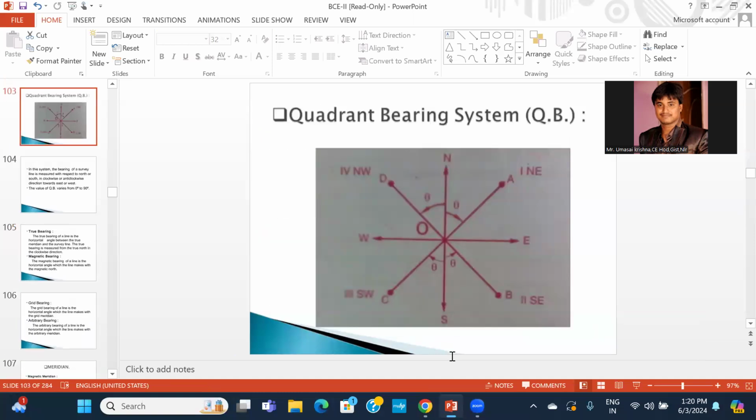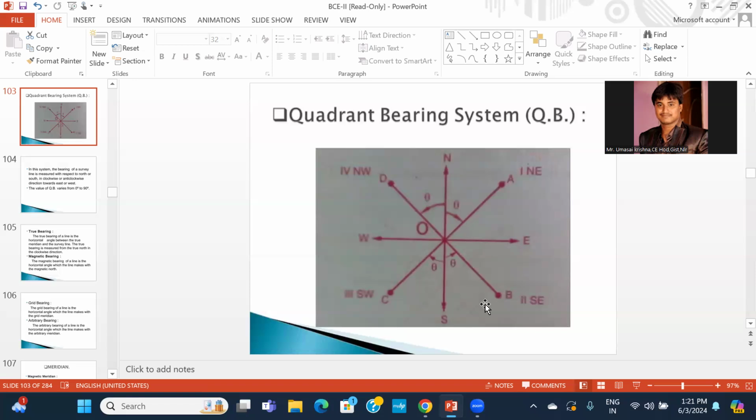Next, coming to the bearings. There are two types of bearings, quadrantal bearing and whole circle bearing. Here you can see in this diagram the north and south direction, east and west direction. Taking any horizontal angle by considering the north and south poles as the reference, that bearing is known as the quadrantal bearing. For example, if theta is 30 degrees, then it is represented as north 30 degrees east. It should be represented by considering only the north and south directions as the reference.